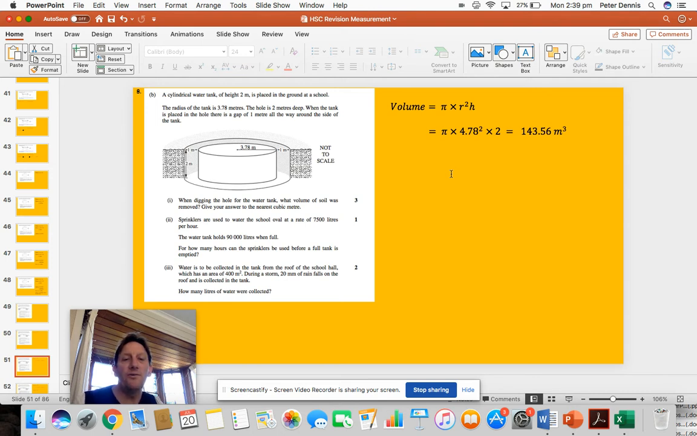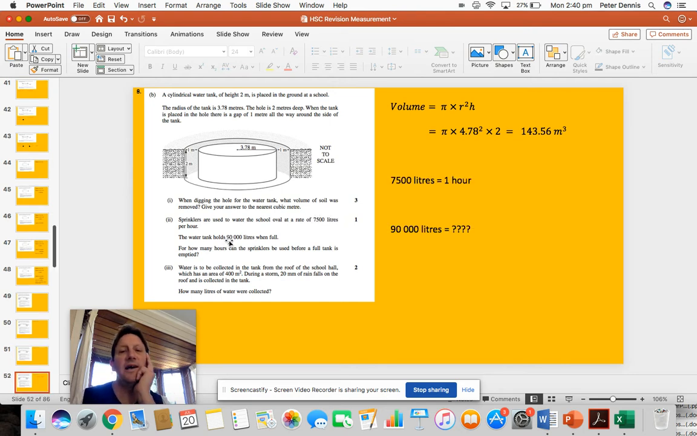Sprinklers are used to water the school oval with a rate of 7,500 litres per hour. The water tank holds 90,000 litres when full. For how many hours can the sprinklers be used before a full water tank is emptied? In other words, it starts with 90,000 litres and it's using 7,500 litres an hour. Basically, what we're asking is how many 7,500s go into the 90,000.